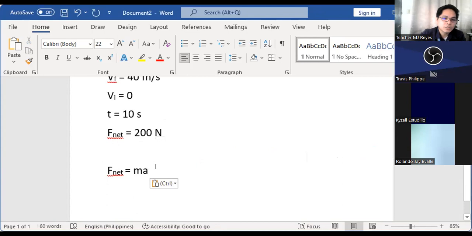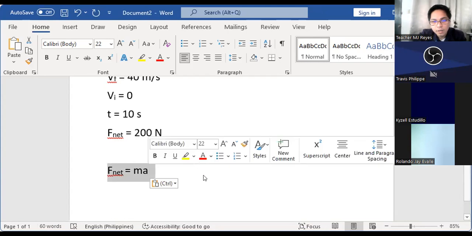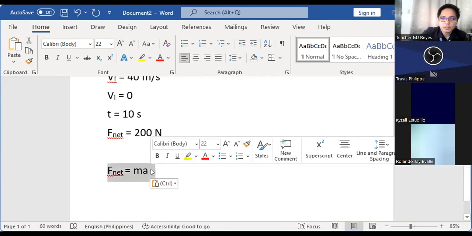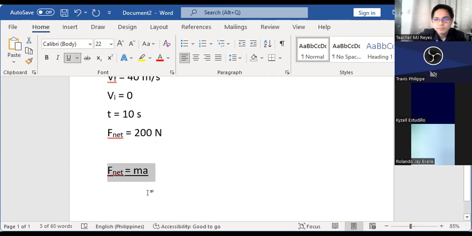Okay, we can always use what? Mass equals force divided by acceleration. Mass is equal to force divided by the acceleration. How did you derive the formula? How did you come up with the formula? Always put this in mind: you can always cancel.